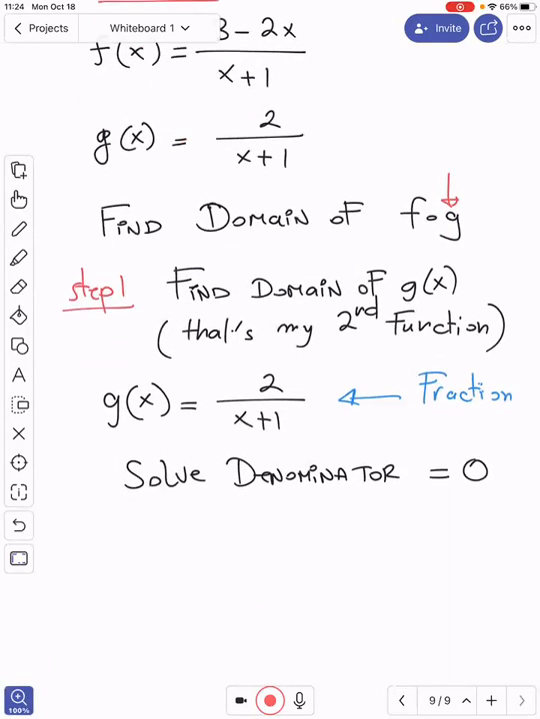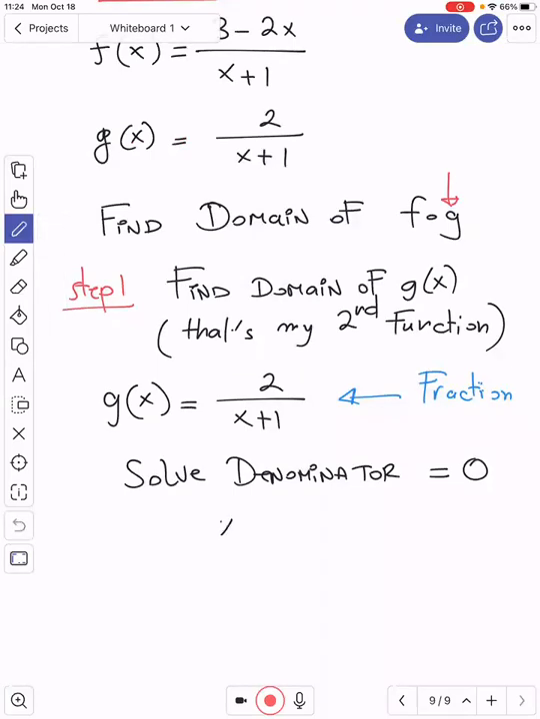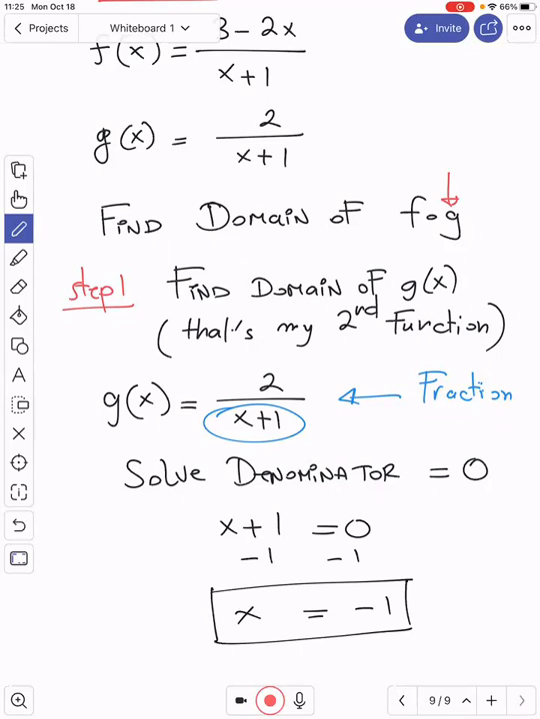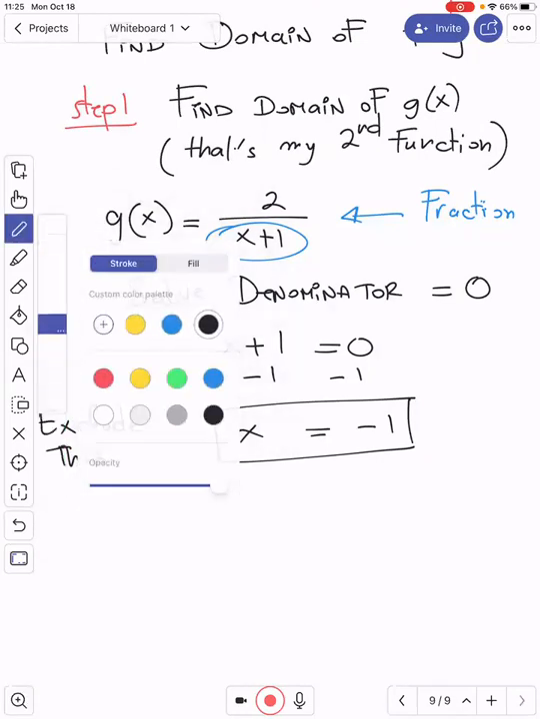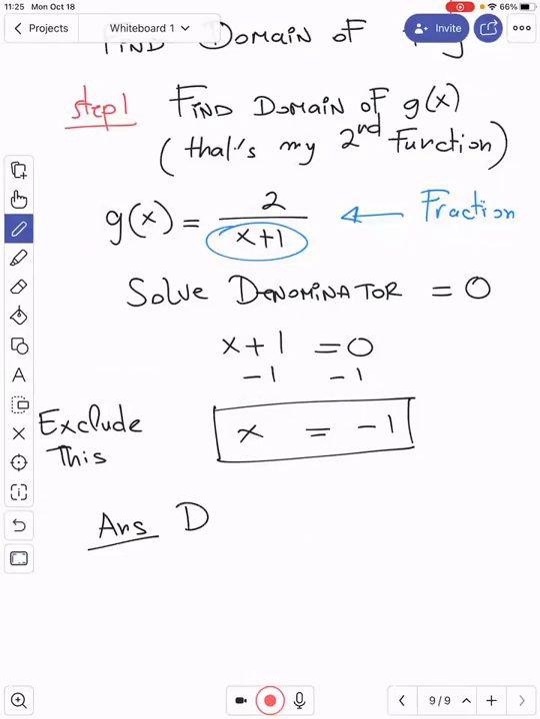So the denominator here is just x plus 1 equal to 0, right? That's my denominator. So your x would be equal to -1. Right? So you exclude this answer from the domain. Okay. So the domain of g would be any number except the -1, right? So the answer here for the first step is: the domain of g is any number except -1.